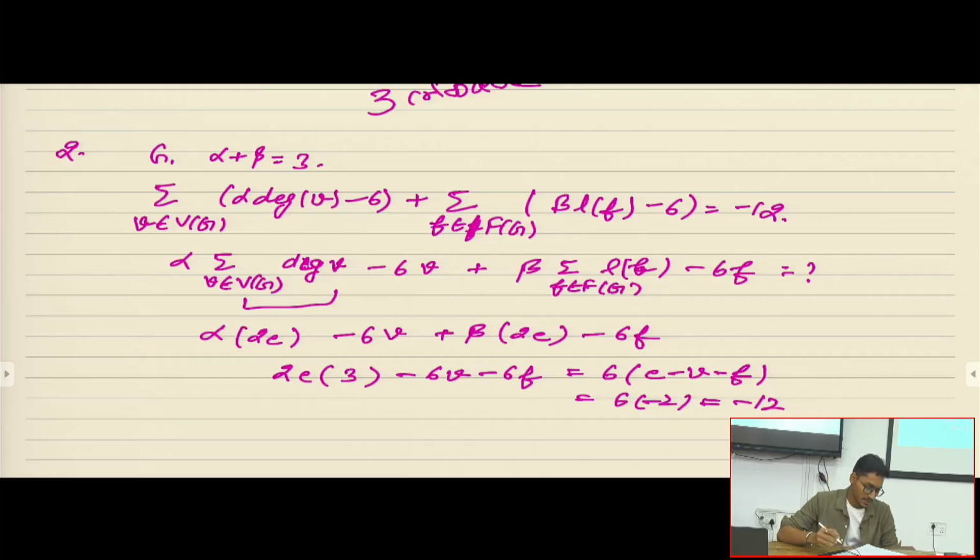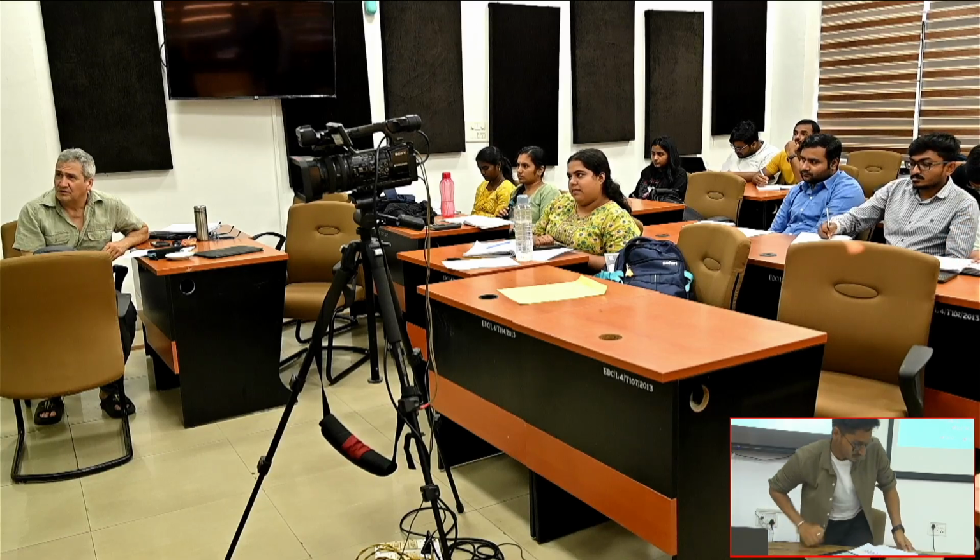And one special case we have read in the discharging method today itself, where alpha is equal to 1 and beta is equal to 2. What about the relation for i equal to how? This is also yes.